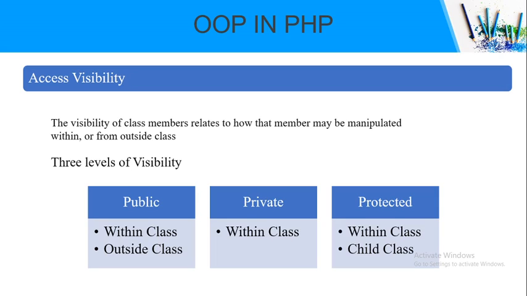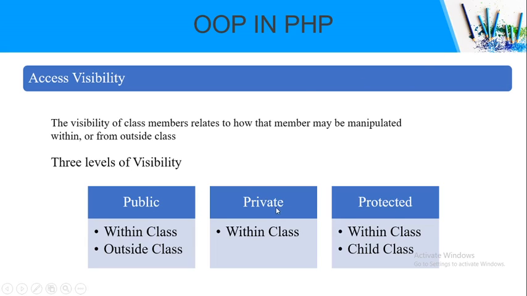Then why would you use public access visibility? If you use public access visibility, then the public class members, meaning the properties and the methods, are available throughout the script and may be accessed from outside of the class by using the object.